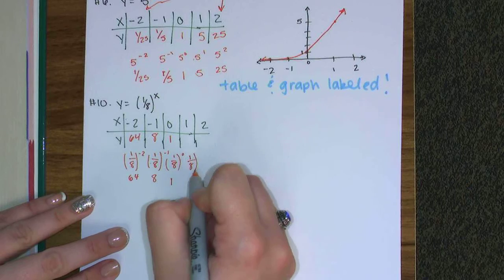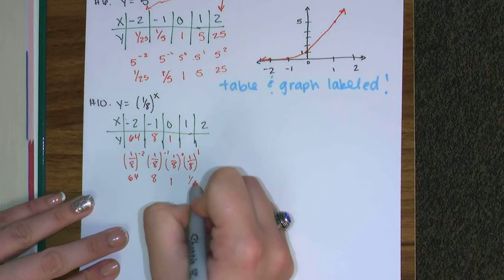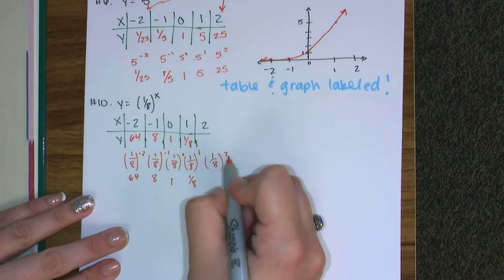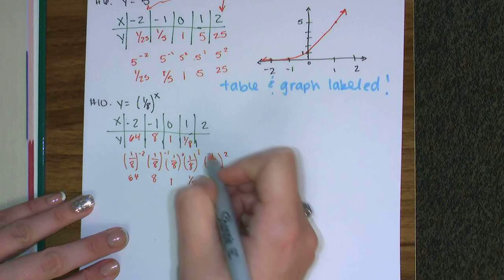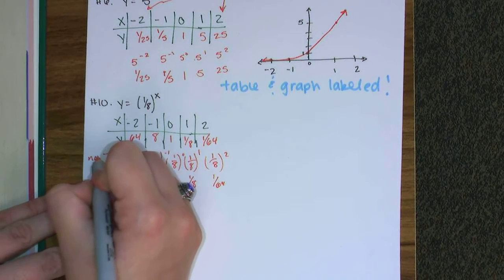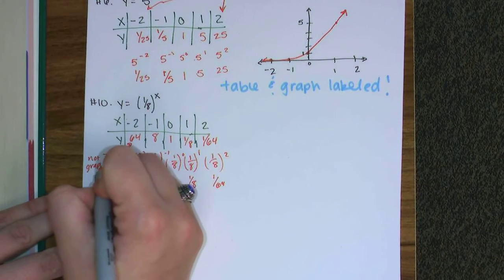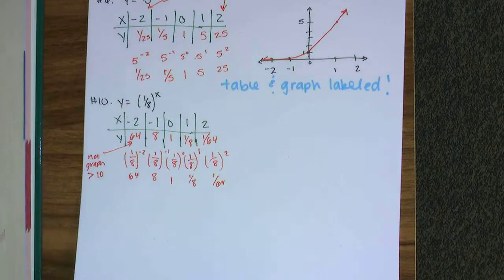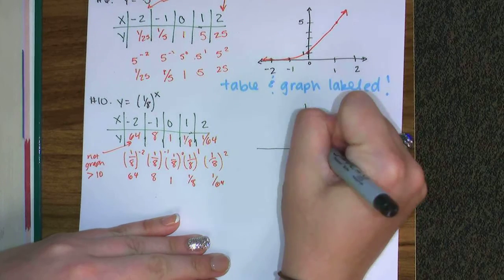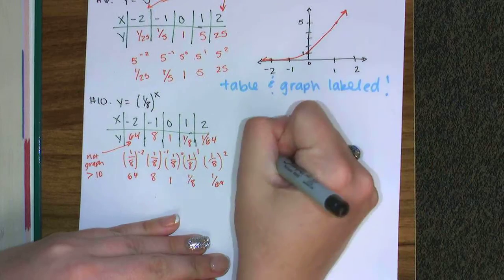1/8 raised to the 1 is 1/8. 1/8 squared is 1/64. So in this case, this point I'm not going to graph because it's greater than 10. So come over and make my graph. Still only need the top portion. With these ones, you only ever need the top portion.